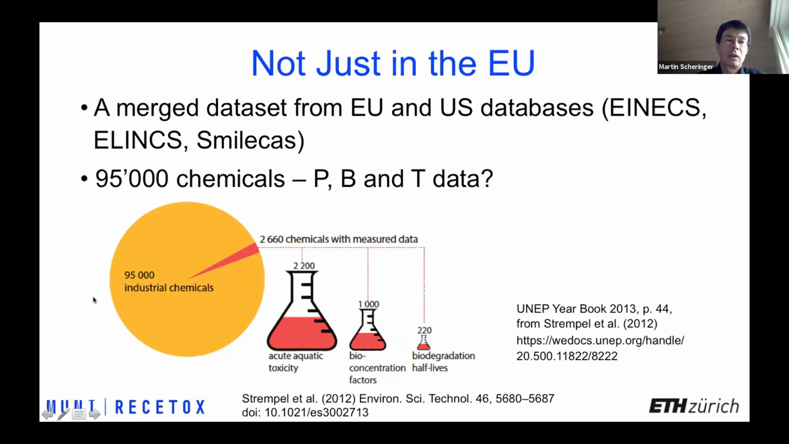As you can see here in this graph, of these 95,000 chemicals, only a very small fraction, about 3%, had measured data on these three endpoints: acute aquatic toxicity, bioconcentration factor, and biodegradation half-lives. This is a graph that was published in the UNEP yearbook in 2013, based on our work by Sebastian Stempel in our group in Zurich. So we see this problem of many chemicals that have not been fully characterized and for which it has not been understood what they may actually do or not do in terms of harm.